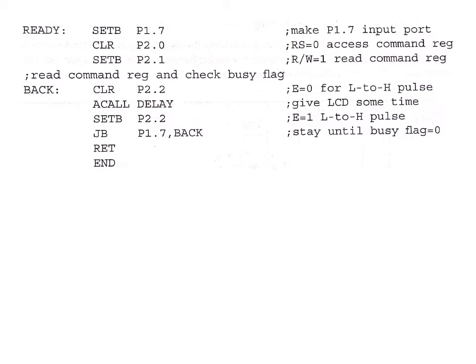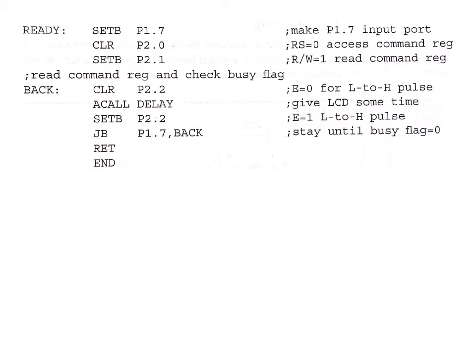So pin 2.0, we just need to clear it. Then again set bit P2.1. Since it is a read operation, read command register, we make it 1, or we need to set this particular bit. Then clear P2.2, that is E is equal to 0, the enable pin, we made it 0 for the low to high pulse. Then call a delay, just to give the LCD some time.